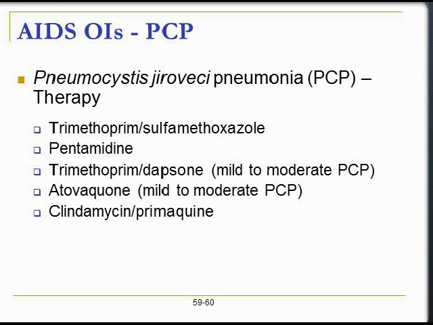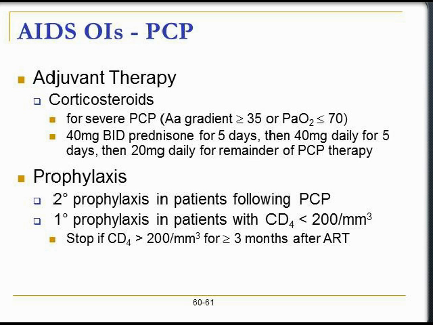The agents that we use to treat PCP are trimethoprim-sulfa, pentamidine, trimethoprim in combination with dapsone, used quite commonly in patients with sulfa allergies, atovaquone, or the combination of clindamycin and primaquine. And you can see there you have options for patients with sulfa allergies. Now, steroids are used as adjuvant therapy for severe PCP.